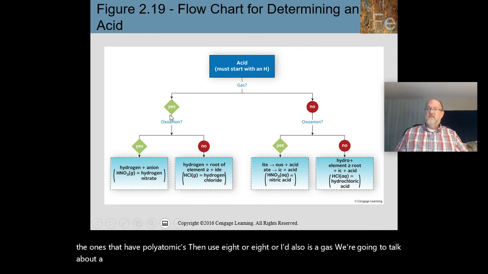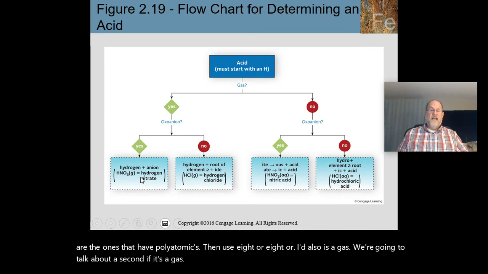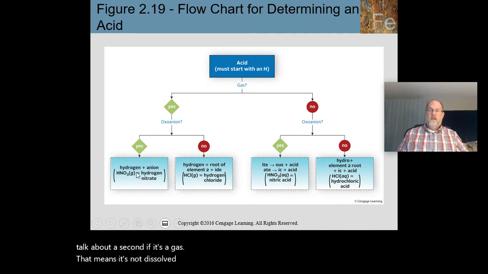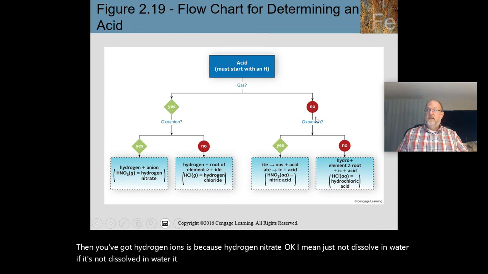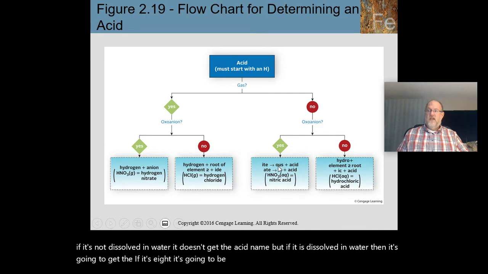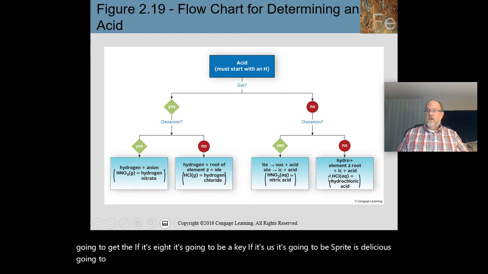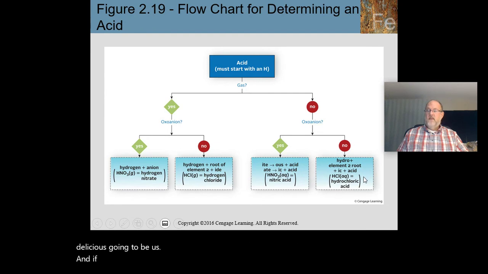If it's a gas, that means it's not dissolved in water. Then you've got hydrogen ions, so it becomes hydrogen nitrate. It means it's not dissolved in water. If it's not dissolved in water, it doesn't get the acid name. But if it is dissolved in water, then if it's ate, it's going to be ic, icky. If it's ite, it's going to be Sprite is delicious, ous. And if it happens to be binary, then you're going to use the hydro in front with the ic ending.